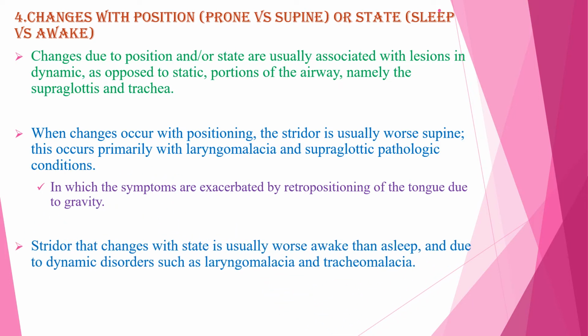Stridor that changes with state is usually worse awake than asleep, and is due to dynamic disorders such as laryngomalacia and tracheomalacia. Obstruction at the tongue base is generally worse during sleep.